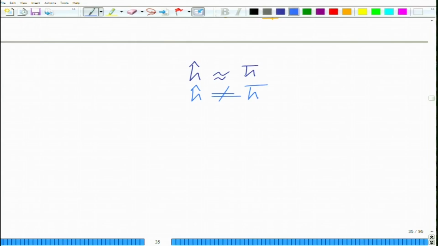So we have that h hat is close to h bar, but h hat is not equal to h bar. So, how to characterize this uncertainty? How do we characterize it? That is the important question now.